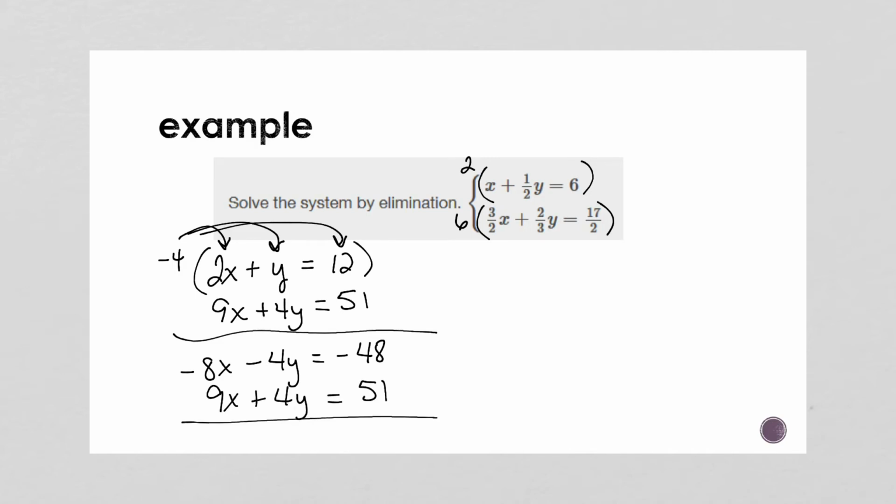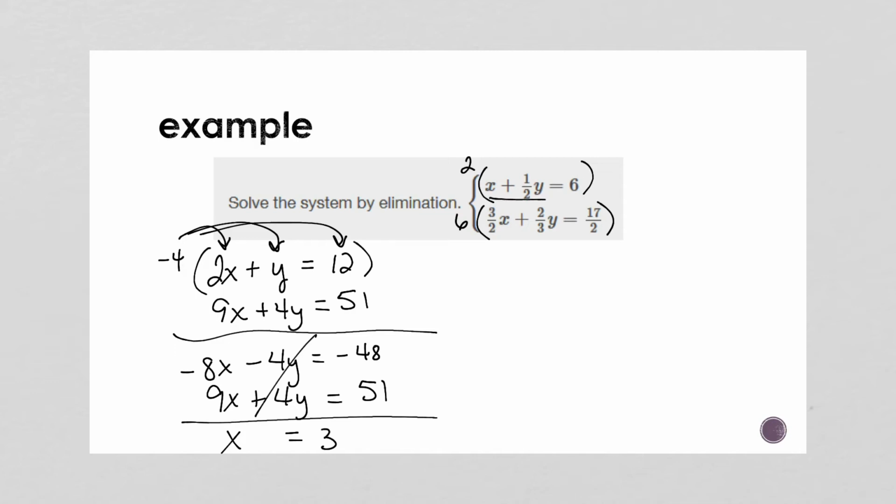Now let's add these equations together. These two, okay? -8x and a positive 9x gives me a positive x. -4y and a positive 4y creates 0. They go away. -48 and a positive 51 give me a positive 3. So x is 3.